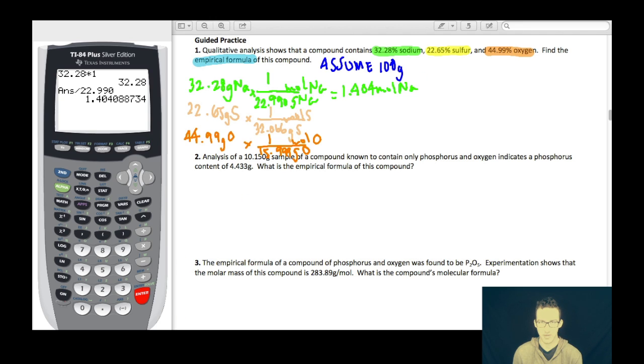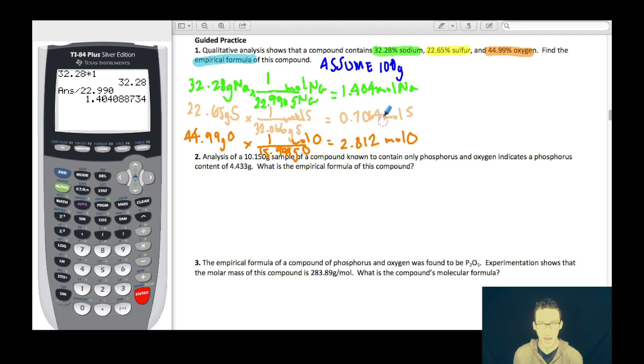Again, you want to do the same thing with sulfur, and we get 0.7064 moles of sulfur. And when you do that with oxygen, we get 2.812 moles of oxygen. Now, the empirical formula is the ratio, or a comparison between these amounts in moles.